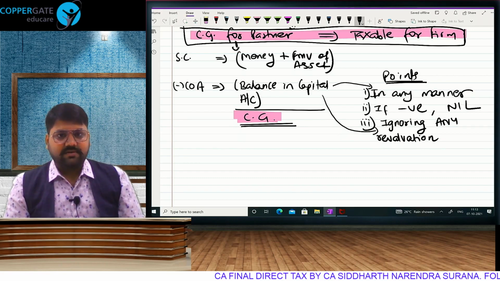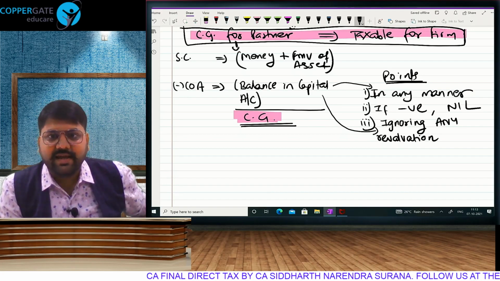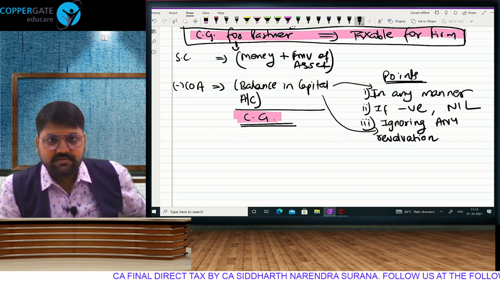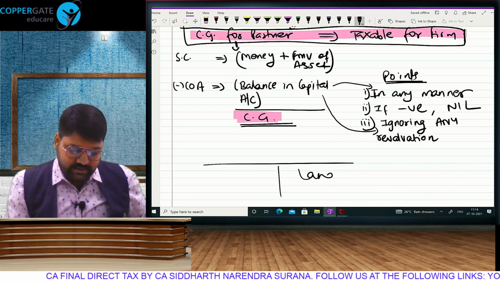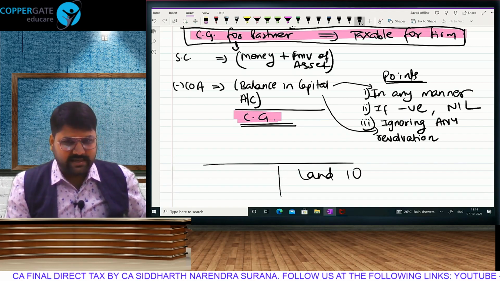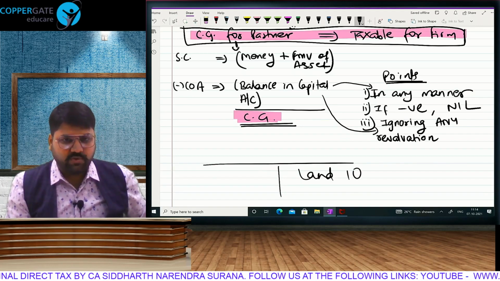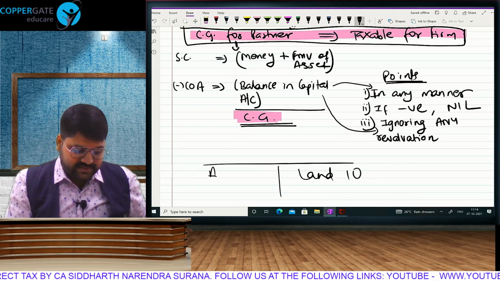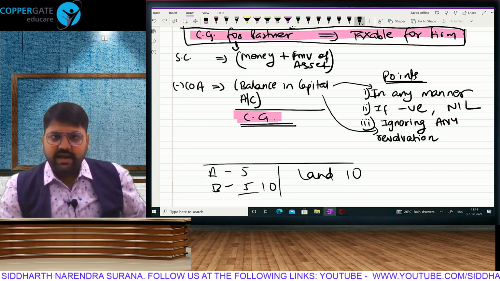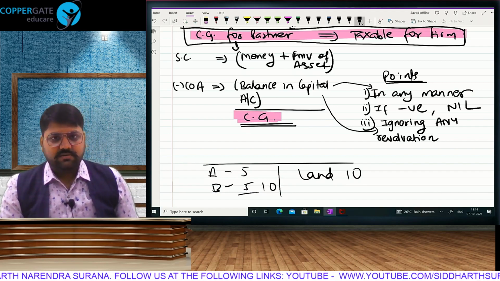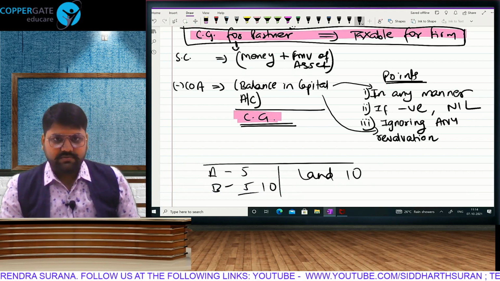Otherwise, what will happen? Imagine there is supposedly land worth 10 lakh rupees. Let's say on the asset side there is land of 10 lakh. Don't write this, I'll do a proper example just to make you understand what is happening. On the liability side, there are two partners with capital of 5 lakh each, total 10. Can I say asset side, liability side, total? Correct or no?